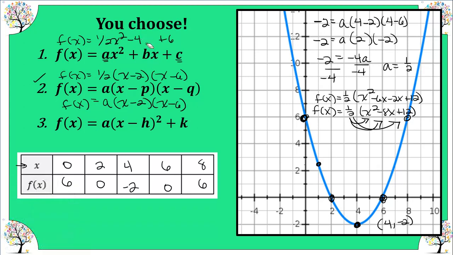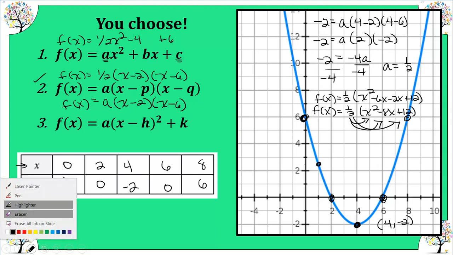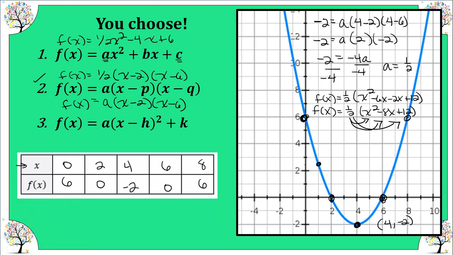So erase this arrow right here so we can see this clearly. And now let's put it in vertex form. We already know our A value from when we found it in factored form. It is 1/2. Our vertex is 4, negative 2, so X minus 4, quantity squared minus 2. I hope this helps.